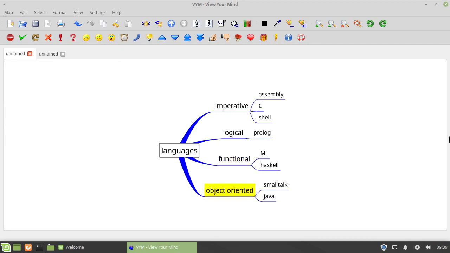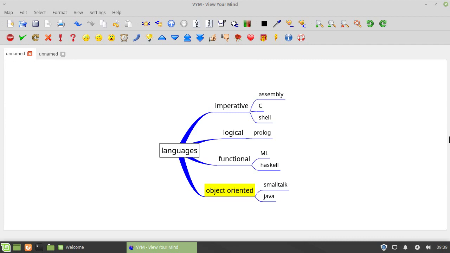Last, we have the object-oriented paradigm, which is probably the most used paradigm these days, although functional is also used a lot. Originally popularized by Smalltalk, and in object-oriented programming we have objects which hold state and methods which modify that state.